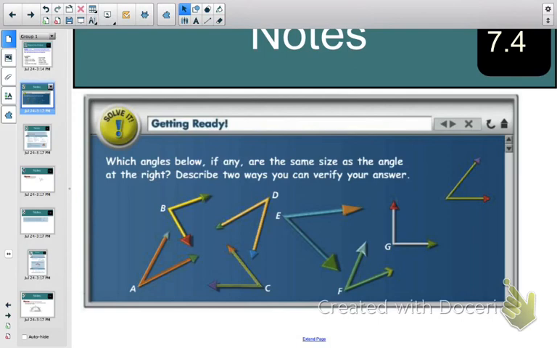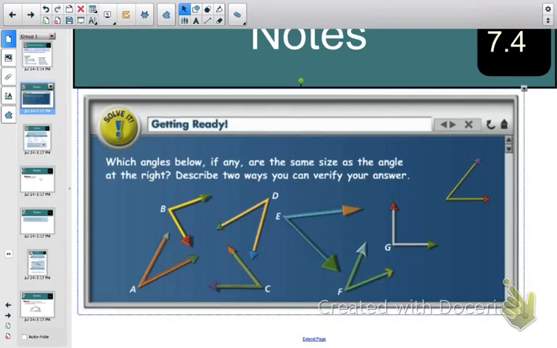So looking at all of these different angles here, which ones are the same size is what it's asking. And if we look, well, they're all acute except for G. So G is not the same as any of them. But if you could turn them and fit them onto each other, then they're probably the same size. So it looks like C and D and E and probably F are all the same size, or pretty close to the same size. It's kind of hard to tell if you can't actually move them or measure them. And we'll talk about how to measure angles in a second.